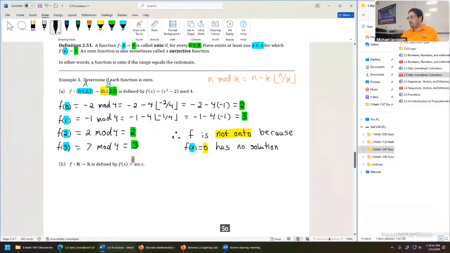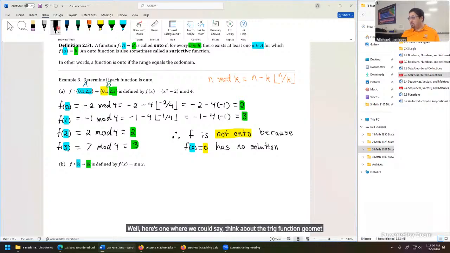So next one on the list, we're going from R to R. The function is defined by f of x equals sine x. We were wondering, is this one an onto function? Well, here's one where we could think about the trig function geometrically in terms of a graph. The graph would look about like this. Let me try again with the sine function.